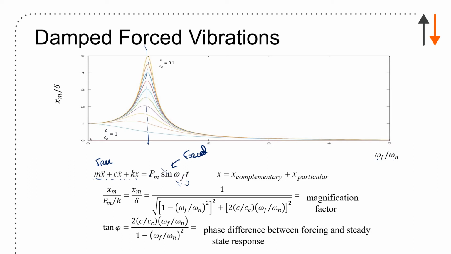So if you continue, you can also get the phase difference between the forcing and steady response, 2 over c over cc, omega F over omega N, over 1 minus omega F over omega N. So you have all of this information that you can work from, and you get these pictures of the motion. And the important thing is this forcing frequency. That's the only difference that you have here in the case of forced damping. So this is not a big step.